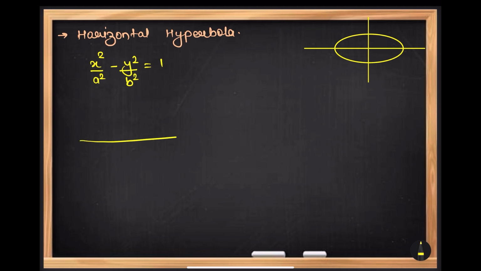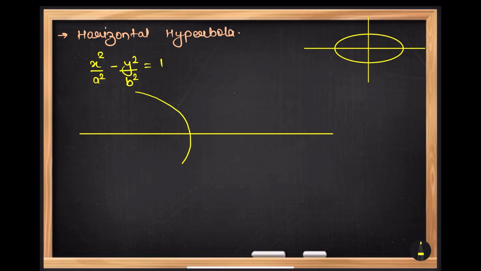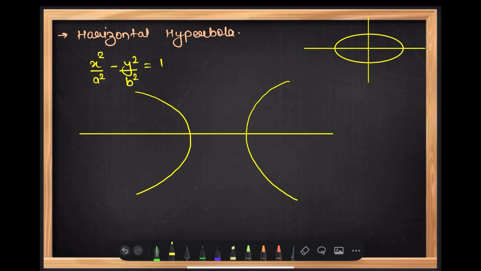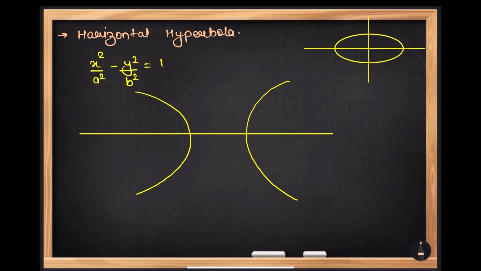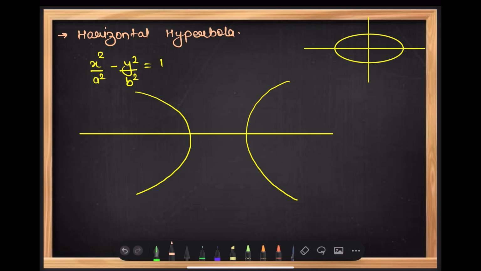Now I'll tell you some terminology related to the hyperbola. Look at the first wing of the hyperbola. So this is the first wing, and this is the second wing. Suppose that this diagram is correct, uniform. Now look at this. This is the y-axis.